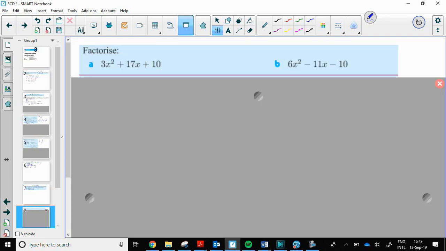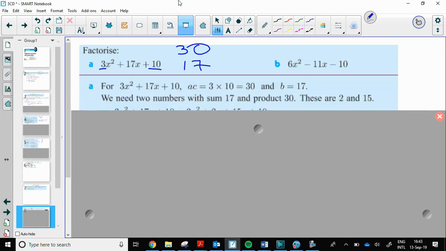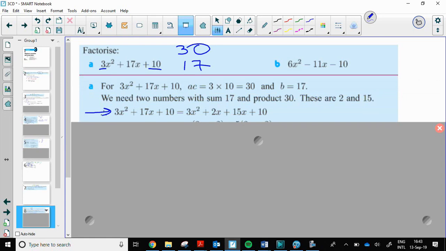So first example, we're going to look for two numbers that multiply to 30, so that's 3 times 10, but which add up to 17. Okay, so just like before, I would start with the product first. So when I think of 30, 1 and 30, no, 2 and 15. Oh yeah, 2 plus 15 is 17. So right here we can separate the 17 into 2 plus 15. And now we're ready to factor by grouping.